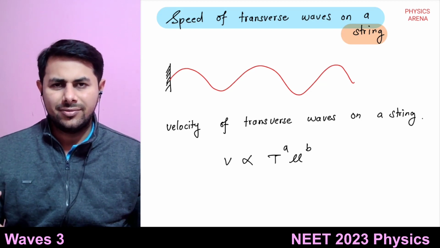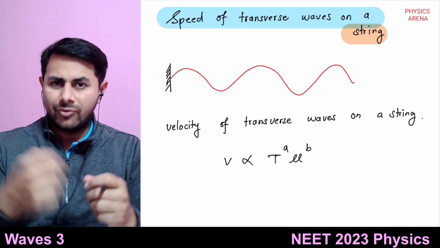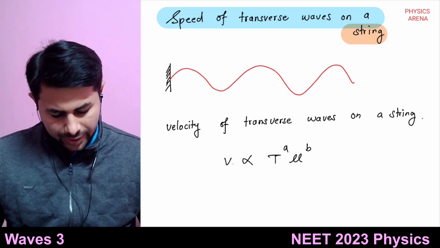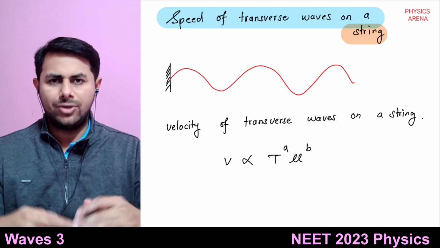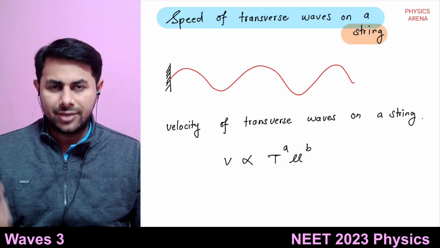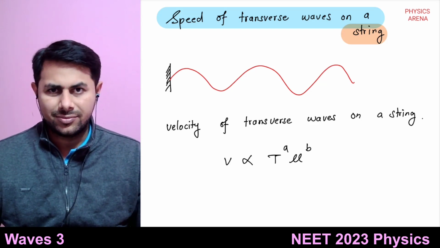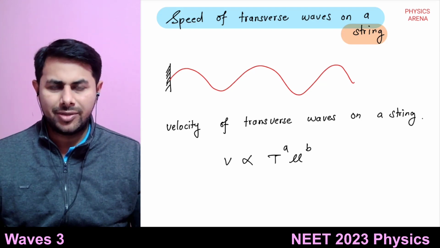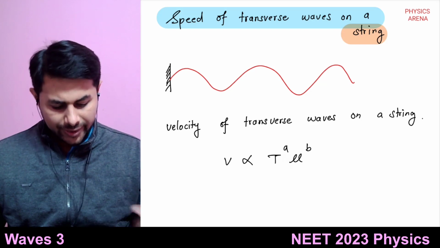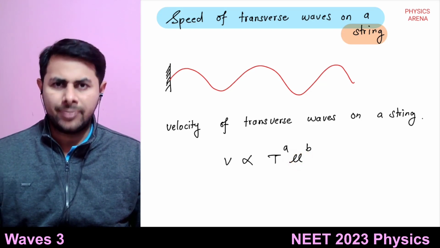Tension is the thing because of which the waves are traveling in the string, so it should be directly proportional to T to the power something. Mass per unit length determines the inertia of the string, so it should be inversely proportional to some power of that. It is the resisting, opposing quantity, and that's why it should be inversely proportional to some power of it.